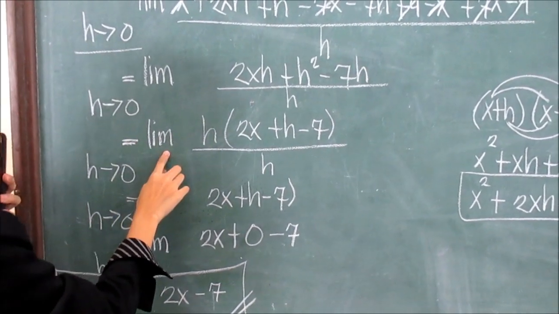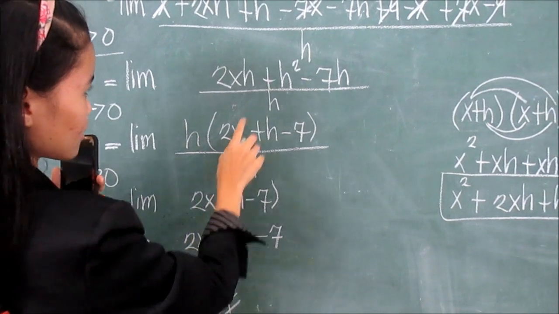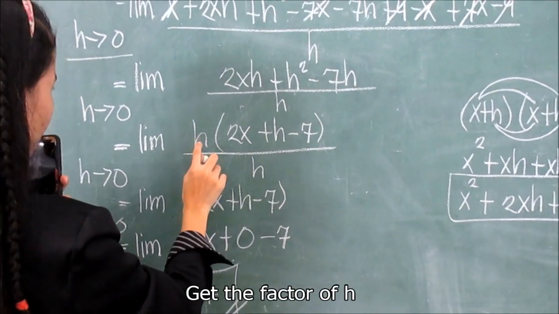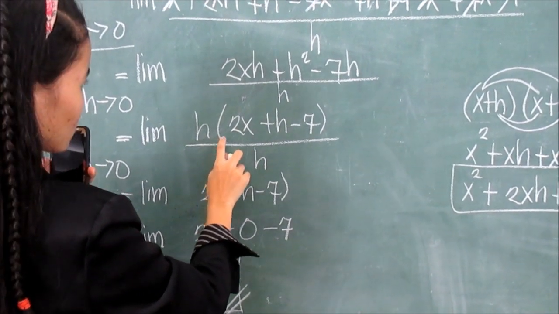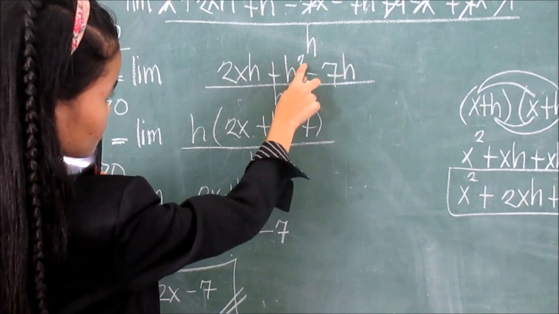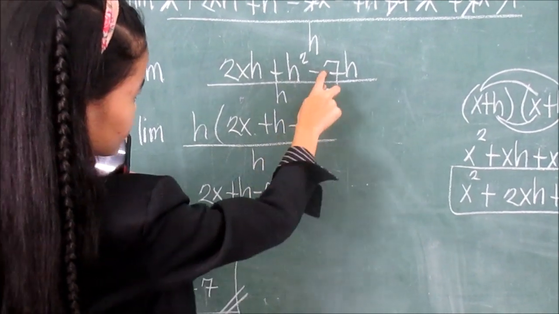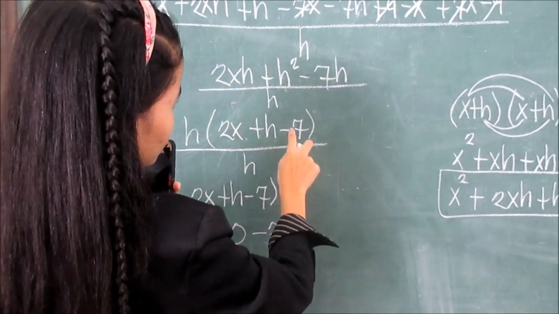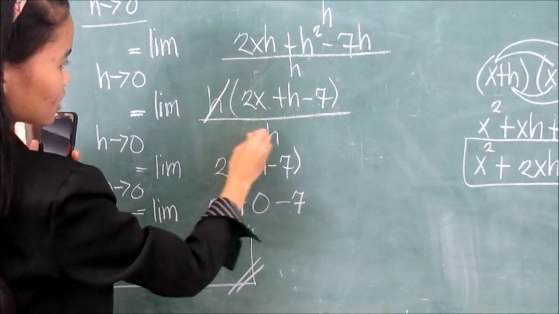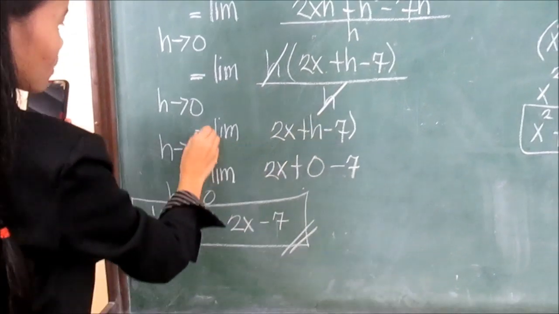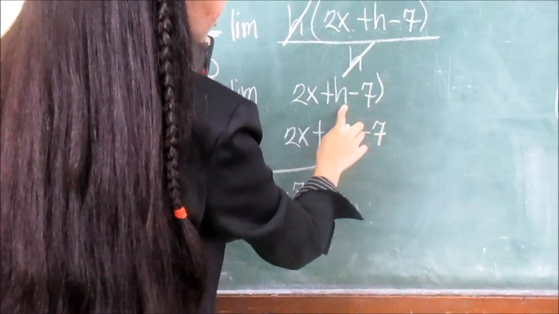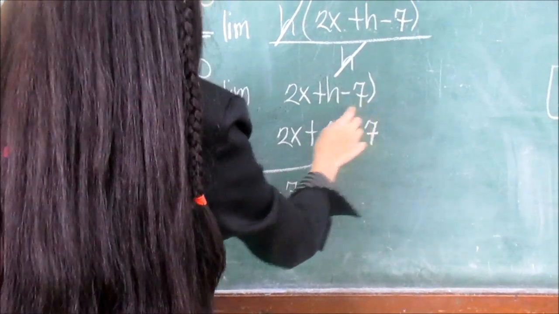So next is the limit. In order for us to get the factor of this term, we need to factor out h. So 2xh is equal to 2x, plus h squared is h, and the remaining one is negative 7h, which gives negative 7 over h. Then cancel the h, cancel the h. So this equals the limit of 2x plus h minus 7.